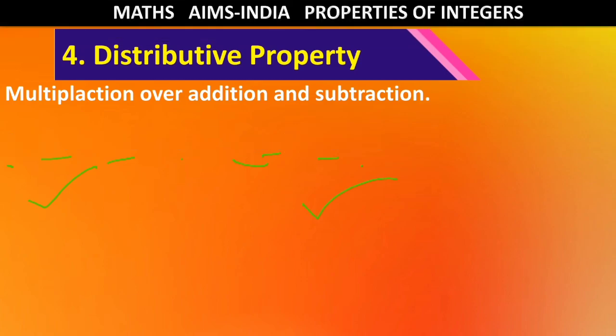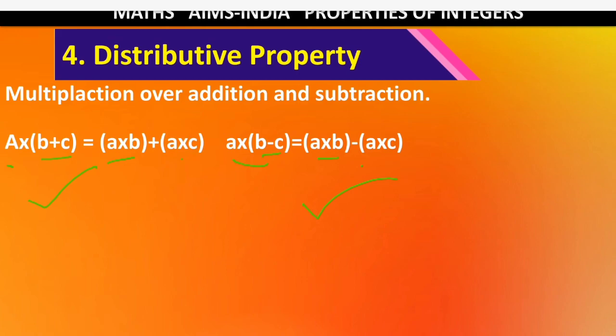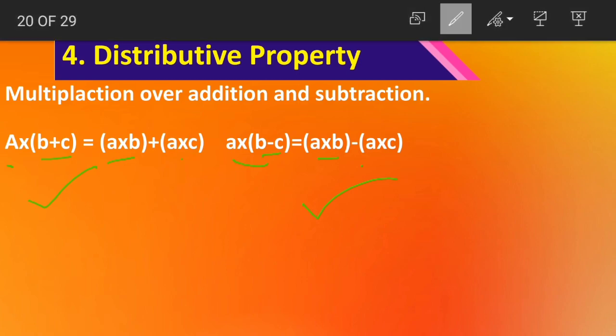So we can say that multiplication follows distributive property. Multiplication of integers follows distributive property. How is it distribution? A is written outside the brackets. So A is distributed equally for both the terms inside the brackets. If it was A into brackets open B plus C minus D.